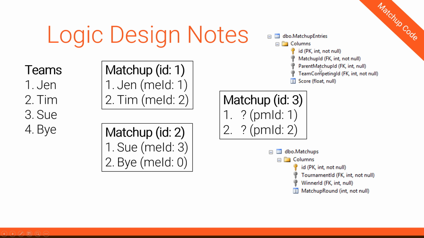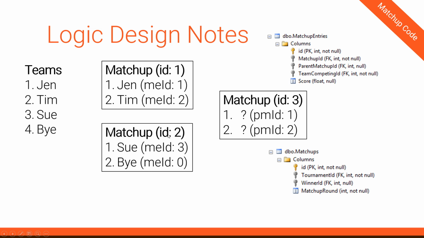It'd be a parent matchup ID of 0. The team competing would be Jen's team, and the score would be nothing right now. And then Tim is a matchup ID of 2. And so again, 2 here, 0 here, Tim's ID here for his team, and again, score of 0. The matchup number 2, again, this is matchup, so 2 would be the ID for matchups, and the round would be 1. Winner would be empty. It's nullable. And the tournament ID would already be supplied by the tournament.